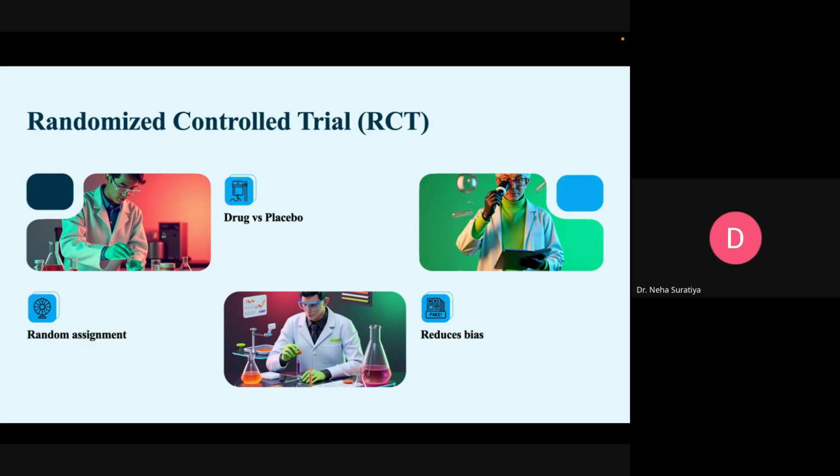Tossing a coin, participants have equal probability of entering either of the groups. The typical structure of this RCT trial is, for example, group A will receive the new drug, and group B will receive some placebo or some standard therapy. The researcher then compares the outcome. That is what randomization means.